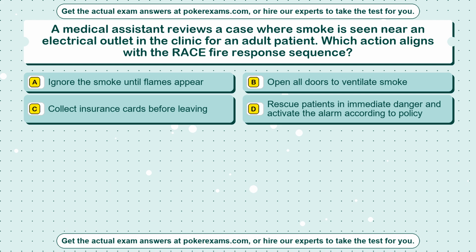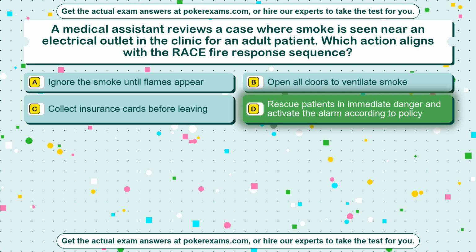Question 96. A medical assistant reviews a case where smoke is seen near an electrical outlet in the clinic for an adult patient. Which action aligns with the RACE fire response sequence? Option A, ignore the smoke until flames appear. Option B, open all doors to ventilate smoke. Option C, collect insurance cards before leaving. Option D, rescue patients in immediate danger and activate the alarm according to policy.